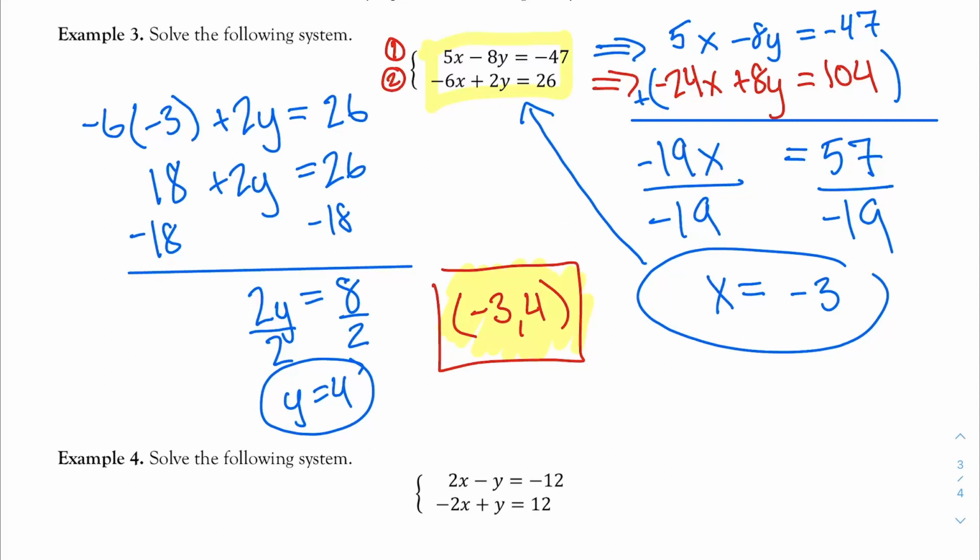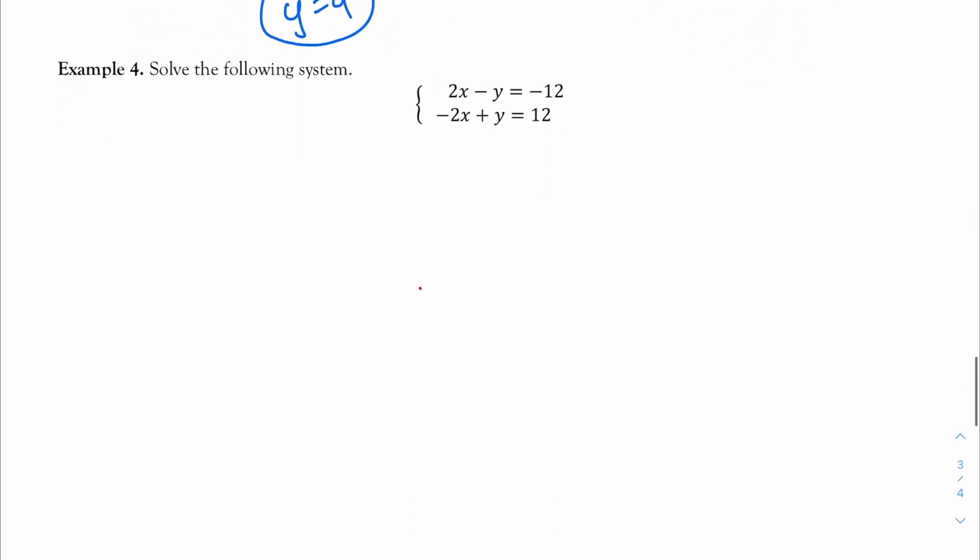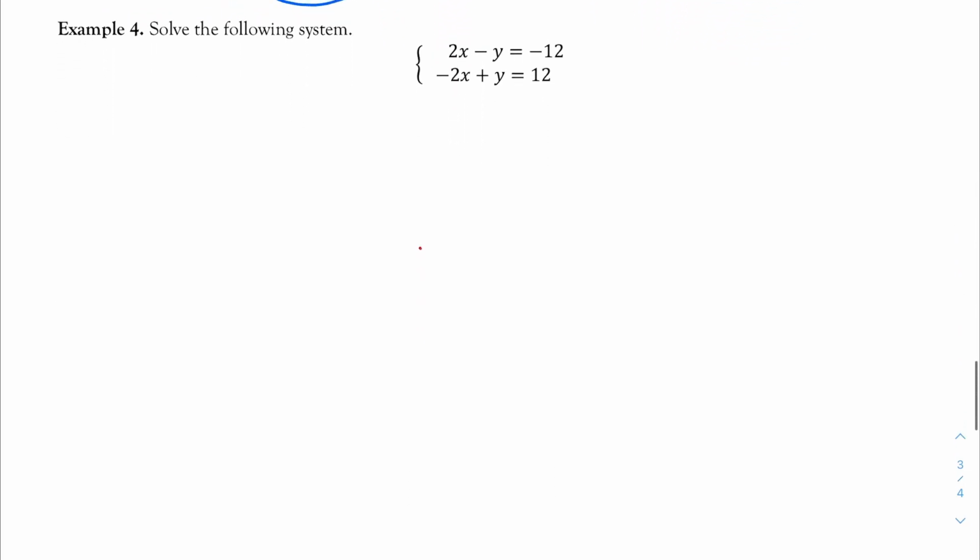So the method I just used here was called substitution. I meant elimination. Elimination is that we quite literally are trying to eliminate one of our variables by adding or subtracting our equations together. So let's go ahead and look at example 4. Example 4, same instructions, solve the following system.